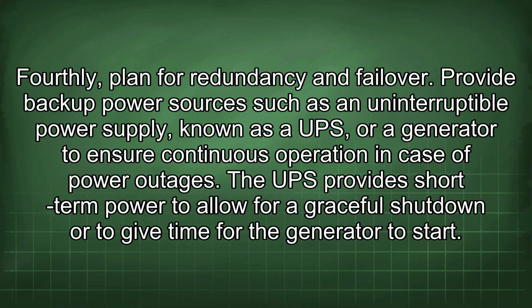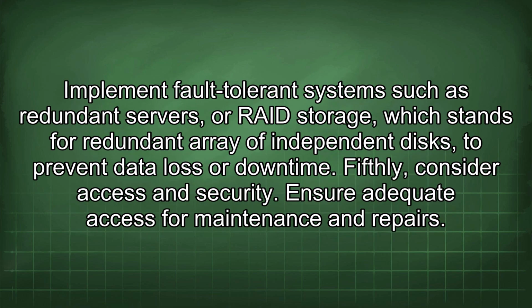Fourthly, plan for redundancy and failover. Provide backup power sources such as an uninterruptible power supply, known as a UPS, or a generator to ensure continuous operation in case of power outages. The UPS provides short-term power to allow for a graceful shutdown or to give time for the generator to start. Implement fault-tolerant systems such as redundant servers or RAID storage, which stands for Redundant Array of Independent Disks, to prevent data loss or downtime.